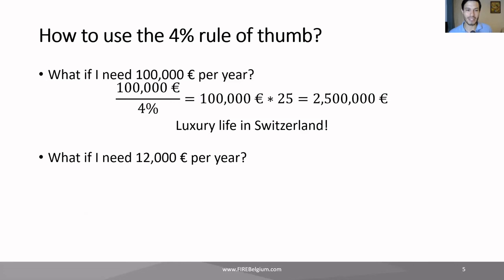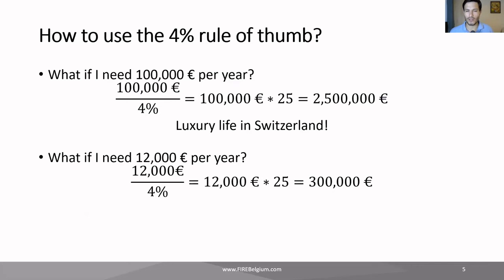And then what if you need only 12,000 euros a year? So imagine you can live on 1,000 euros a month. And I mean, that's low, but it's doable. Let's look at what that would mean, right? So 12,000 euros times 25, that's 300,000 euros. It's a lot more achievable, right?